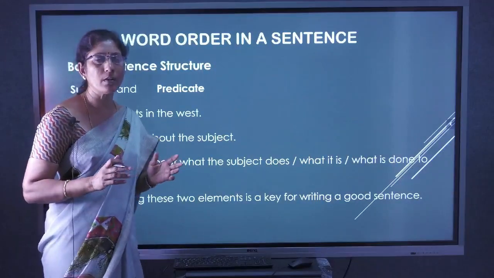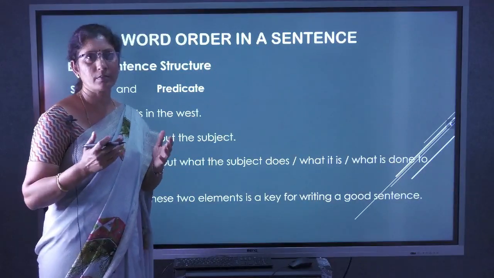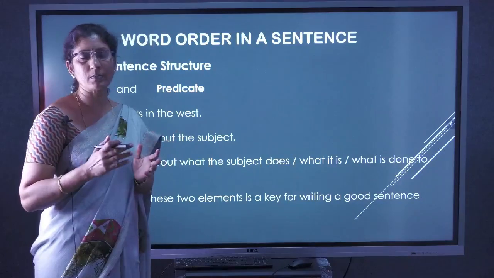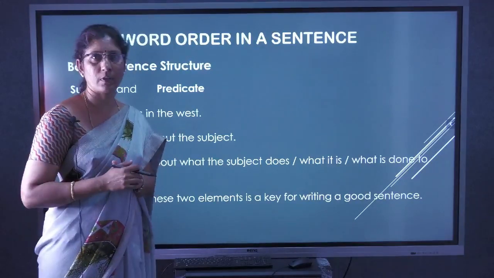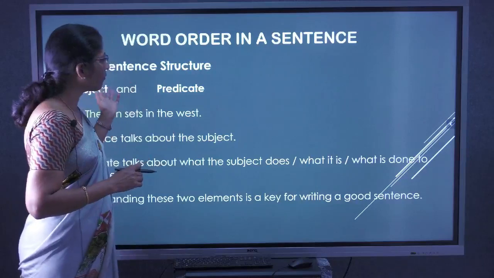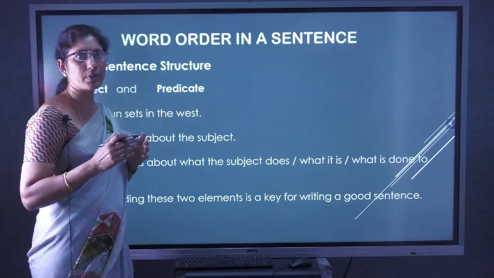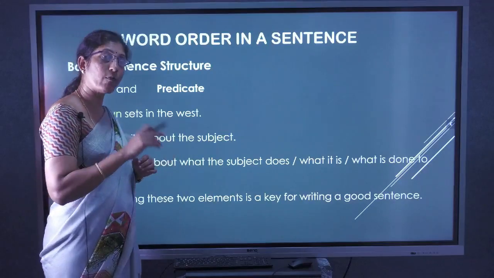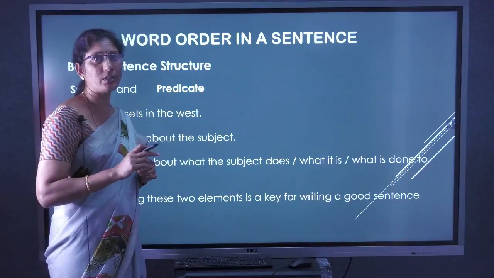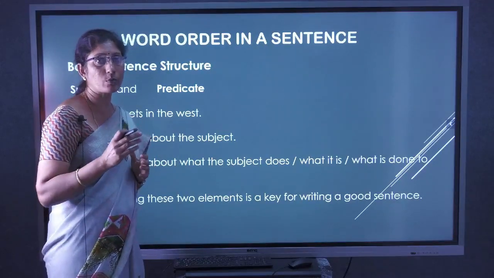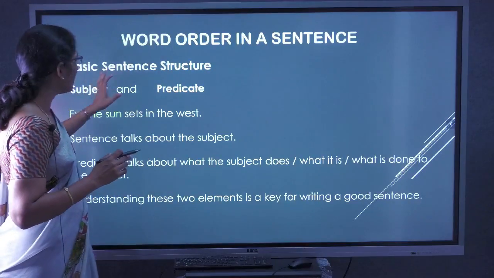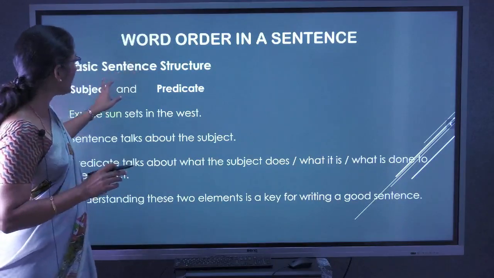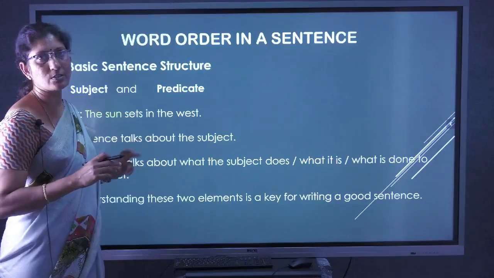We already know that we communicate in a sentence form. A sentence means it consists of words. Am I right? So what is the word order? Out of 8 parts of speech, we include every word in a sentence, and every word has its own function according to the part of speech. Here, we'll see basic sentence structure.